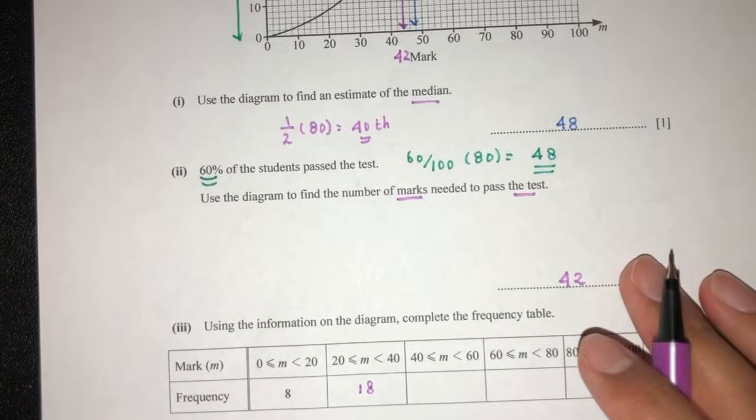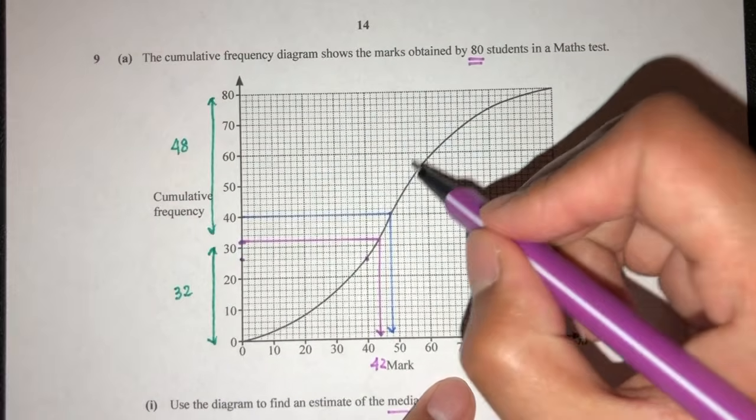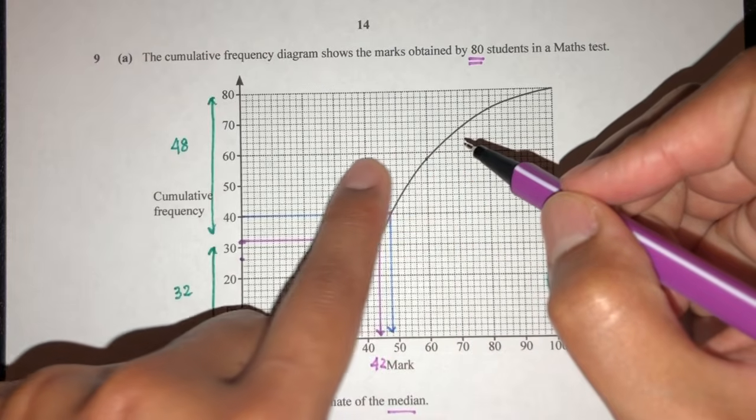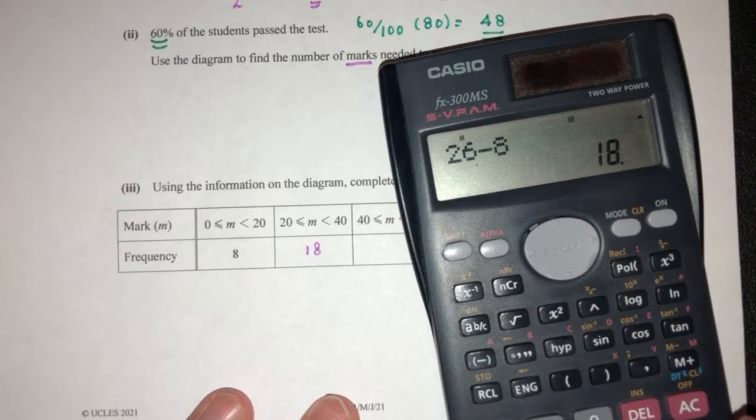Right? Now what else? Let's see. Here we have less than 60. 60 will be here, this value over here. That will be 58. So that will be 58 minus 18 minus 8. That will be 32.